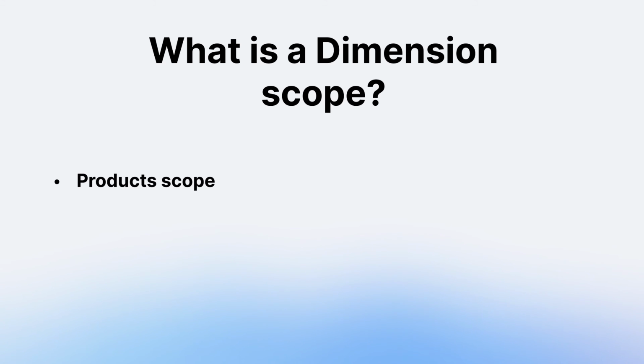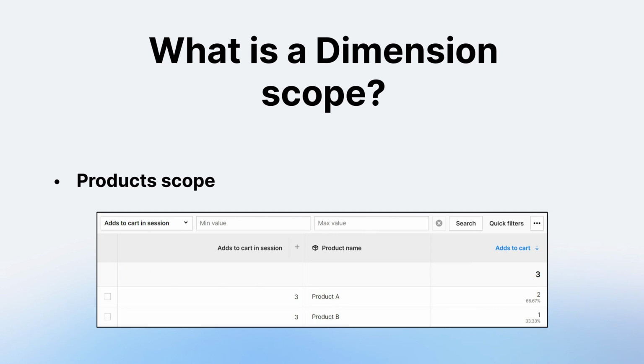Finally, we have a dimension scope called product scope, which is normally used for e-commerce websites. This scope captures and reports on information tied directly to products within transactions or other product level interactions, like dimensions product name, for example, or product brand. Let's see it on an example.